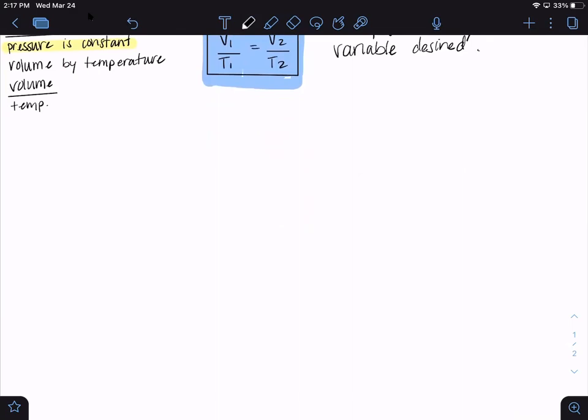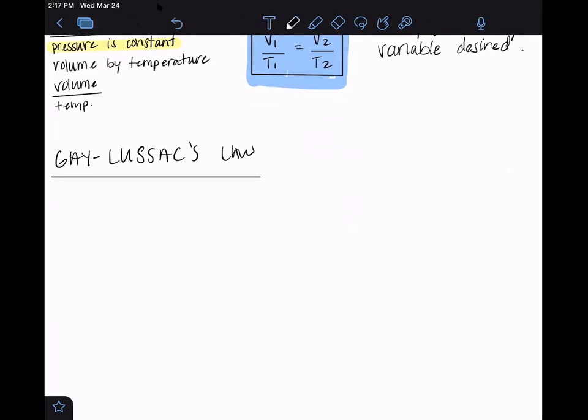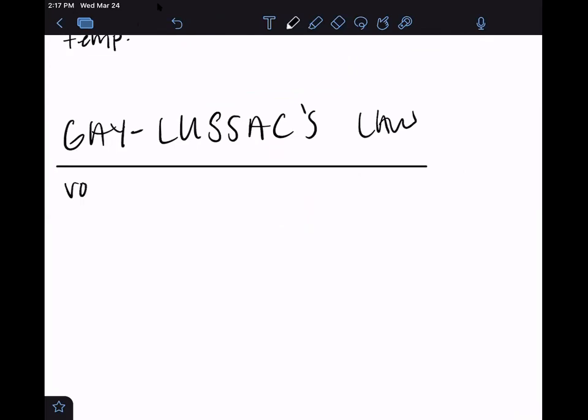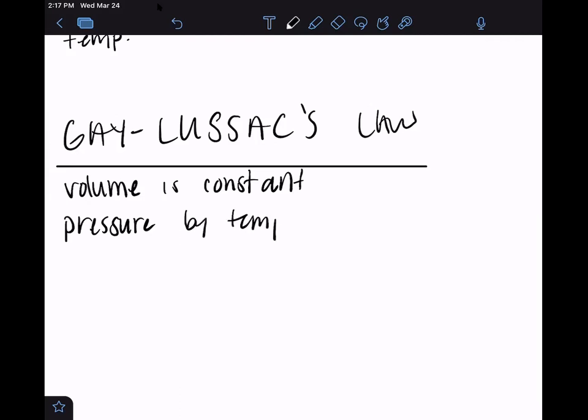Now, the other relationship that we were talking about that I just want to touch briefly on is Gay-Lussac's. The thing about him is that what we're comparing here is that we have a constant volume. So here, the volume is constant. What are we relating? We're relating pressure by temperature, or pressure over temperature.